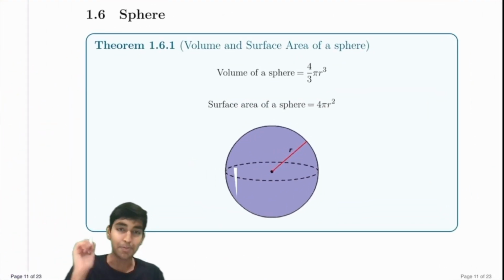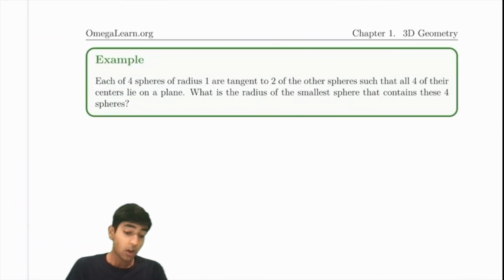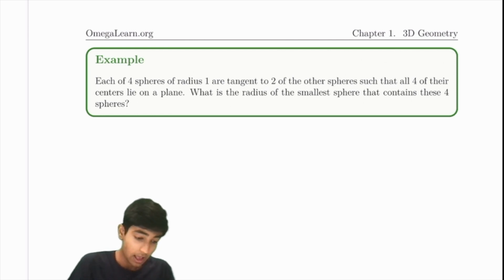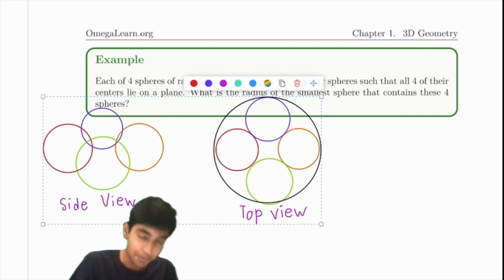Now let's talk about spheres. So the volume of a sphere is 4/3 pi r cubed, and the surface area is 4 pi r squared. You have to memorize them. There's not an easy way to derive these formulas without using calculus. Okay, now let's solve a 3D geometry problem. And let me show you a cool little trick. Boom.